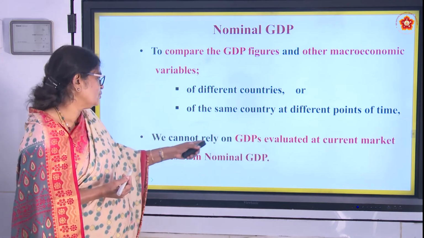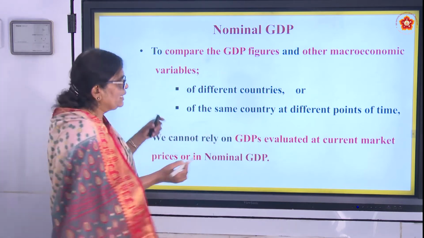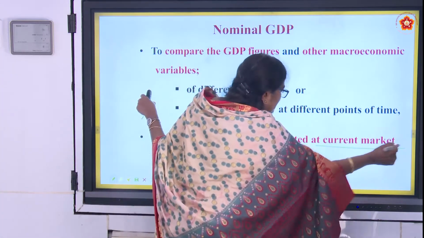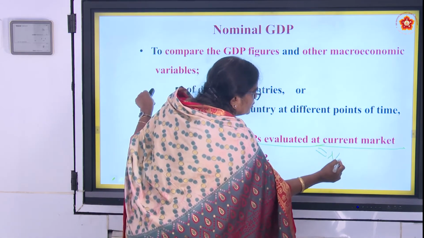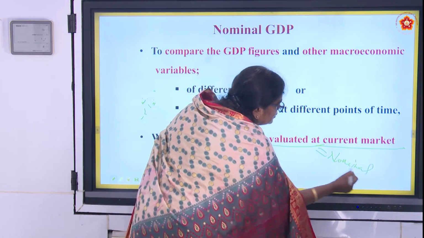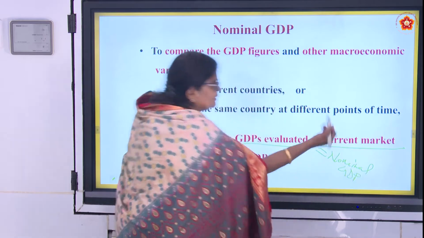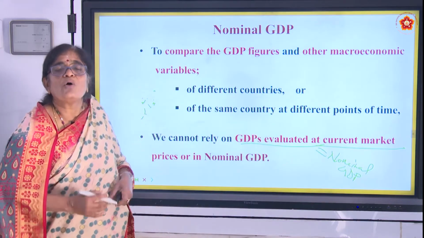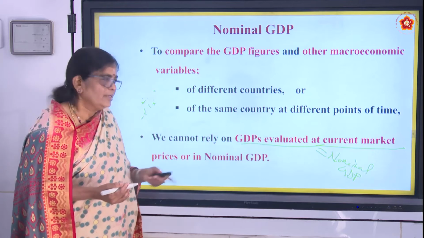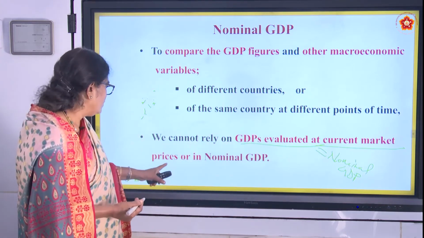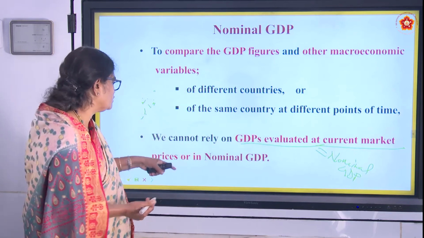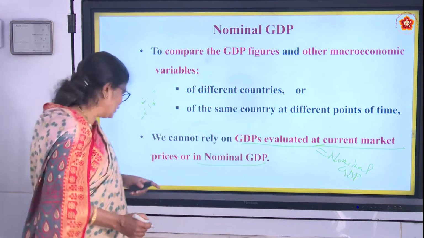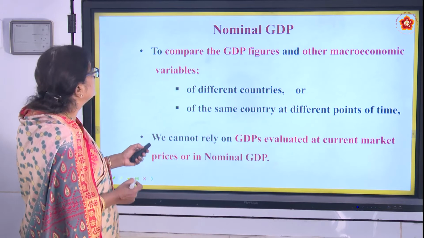And we cannot rely on GDPs evaluated at current prices. What is the other name? GDP evaluated at current price is nothing but nominal GDP. We cannot rely on GDPs evaluated at current market prices, or nominal GDP. I hope you are clear about this concept.